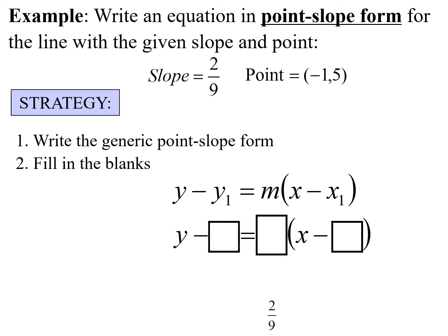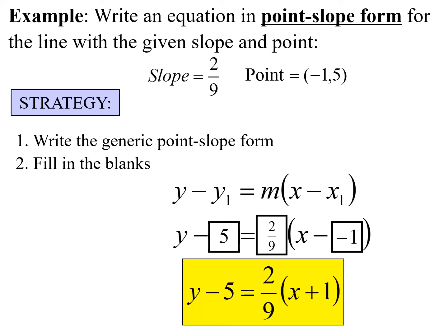So m is our slope, that's equal to 2/9. So 2/9 gets put into the box where m was. Now our point is (-1, 5), so the y value of that point is 5. The x value of that point is -1. Now I want to go ahead and clean it up. If I take a look inside of the parentheses, I have x minus -1. Minus a negative becomes a positive, so in point-slope form, I have y - 5 = 2/9(x + 1).